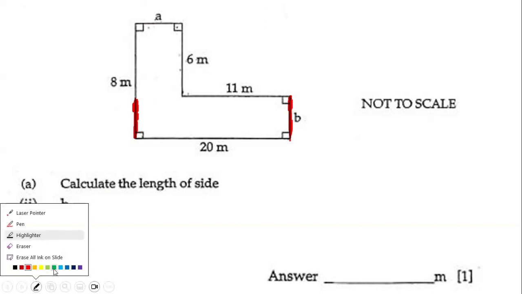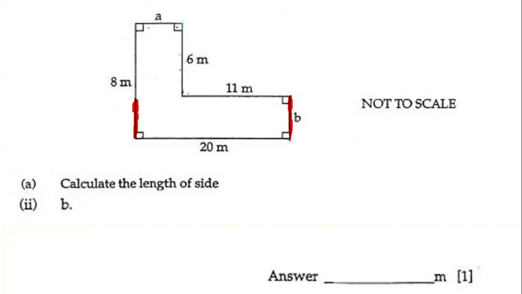Also, if you notice carefully, this length right here is 6 meters, all right? And this length corresponds with this length as well. So this length right here is also 6 meters, okay? So this is 6 meters and this is also 6 meters. And notice that the distance from here to here is 8 meters, okay?